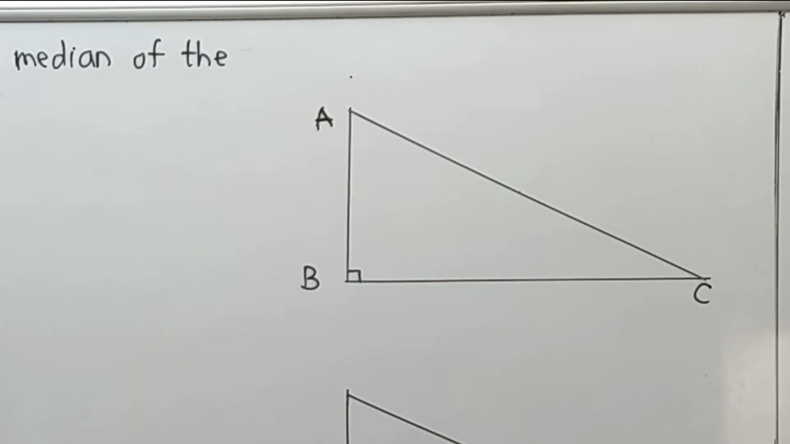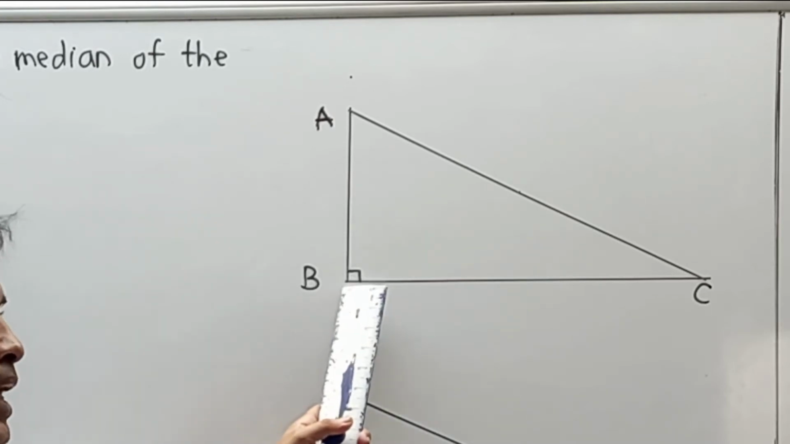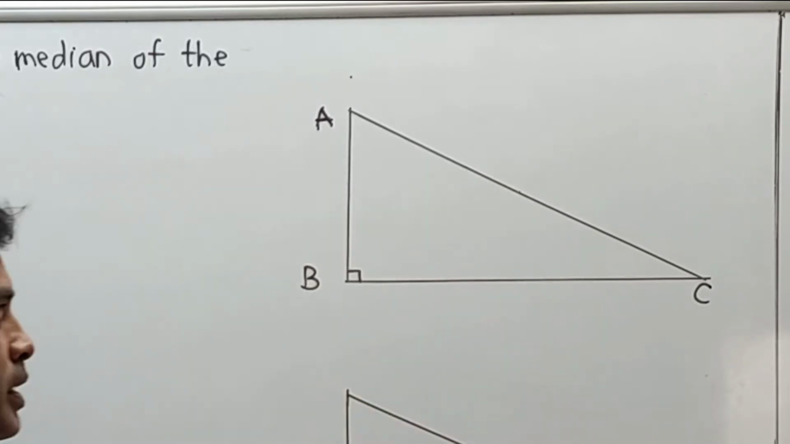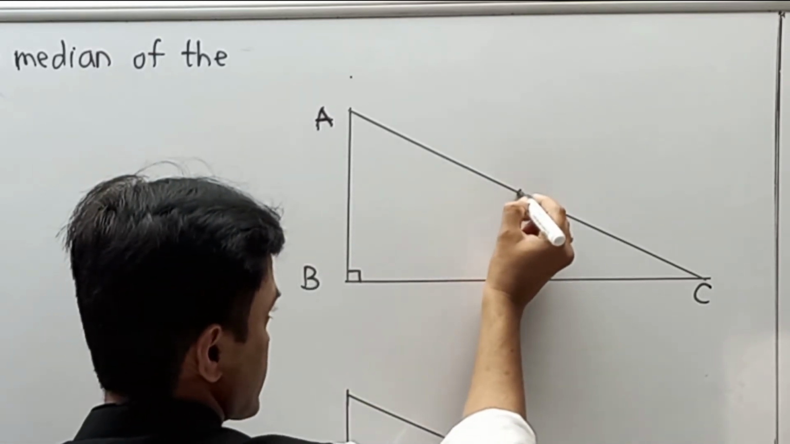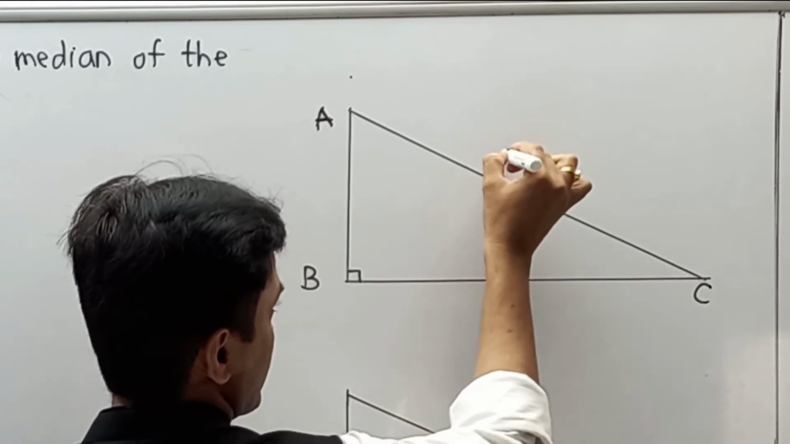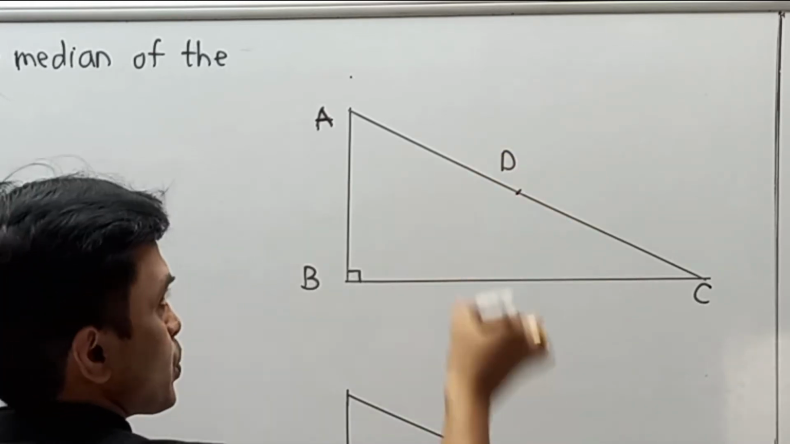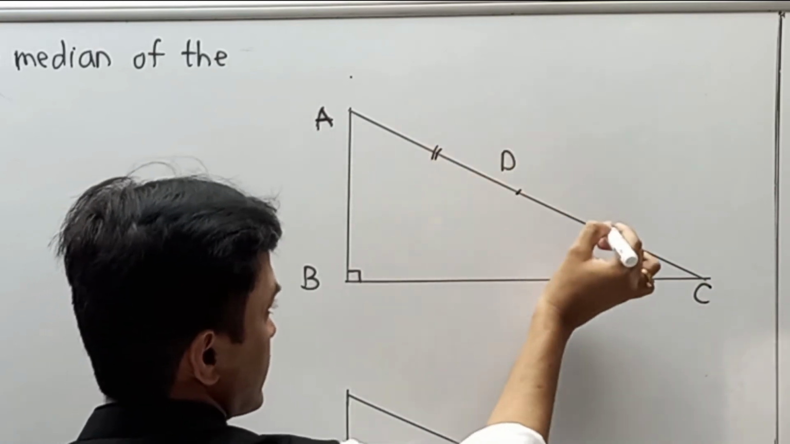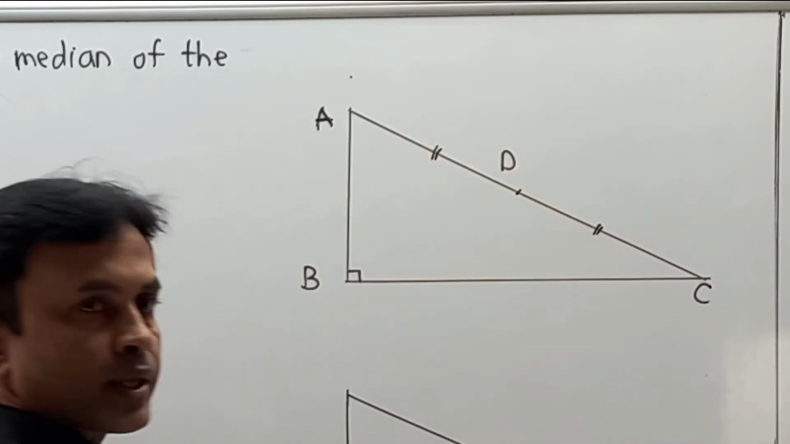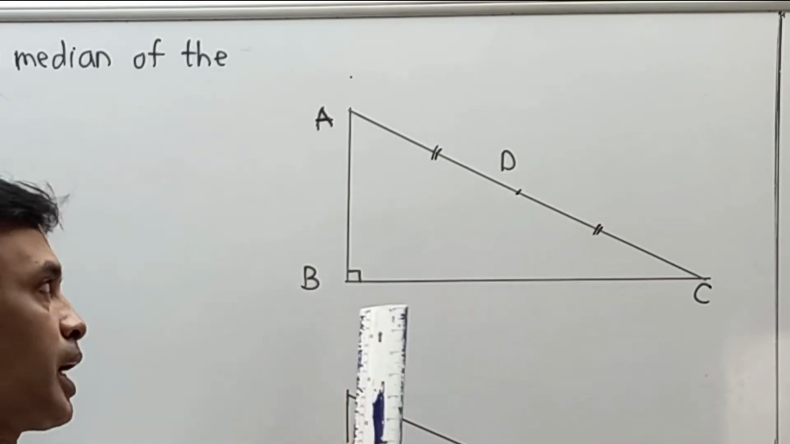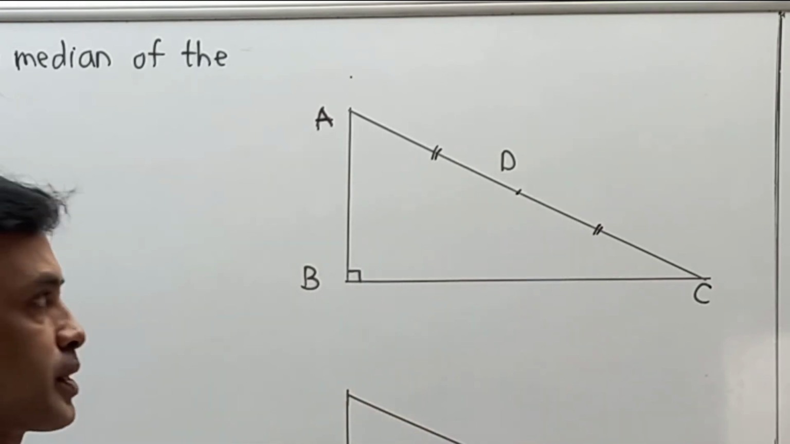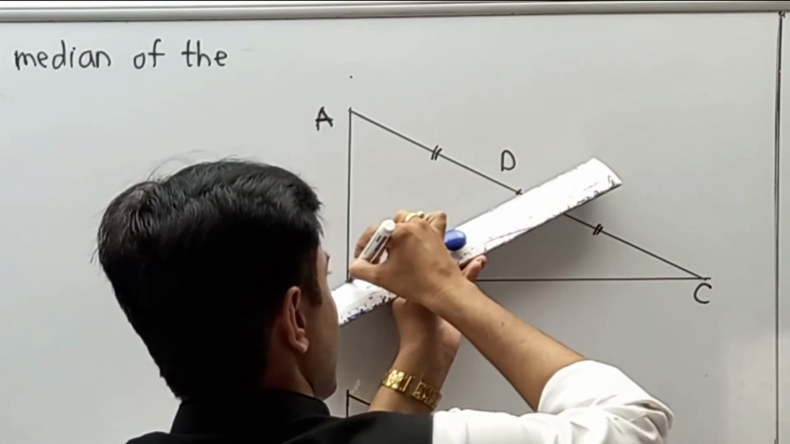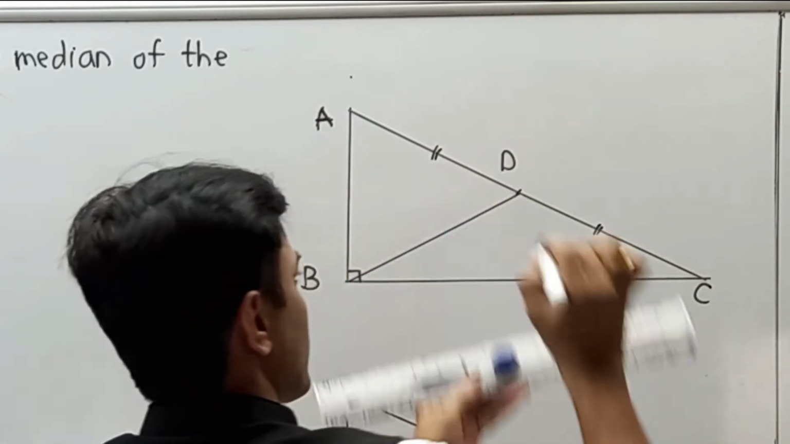What exactly is meant by a median? From this right angle vertex, I have to join the midpoint of hypotenuse AC. Let us say temporarily this is the midpoint of the hypotenuse, and I am going to indicate it by D. Meaning AD equals CD. So AD is equal to CD. Naturally D is the midpoint, and I am going to join B with D. So this BD becomes the median for us.